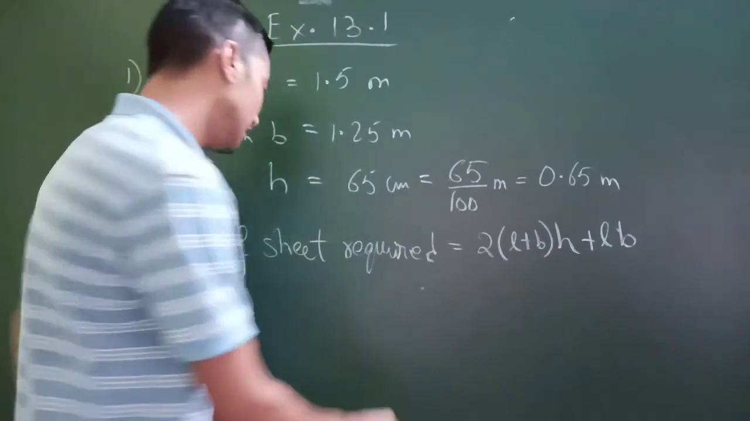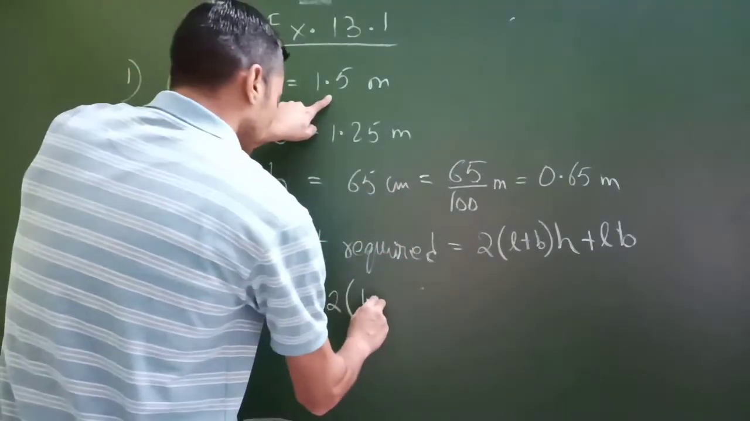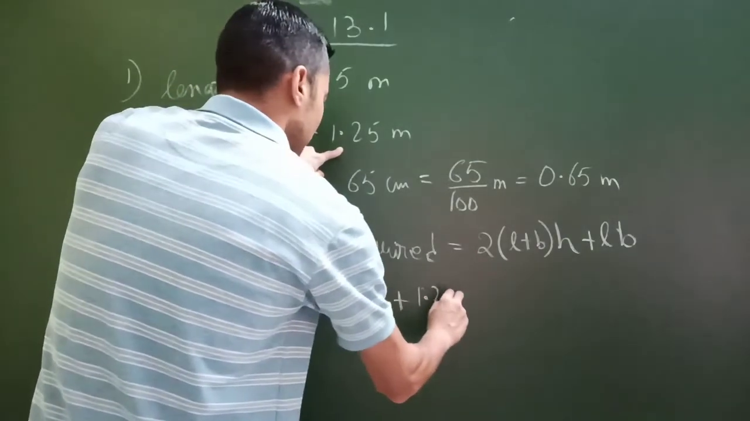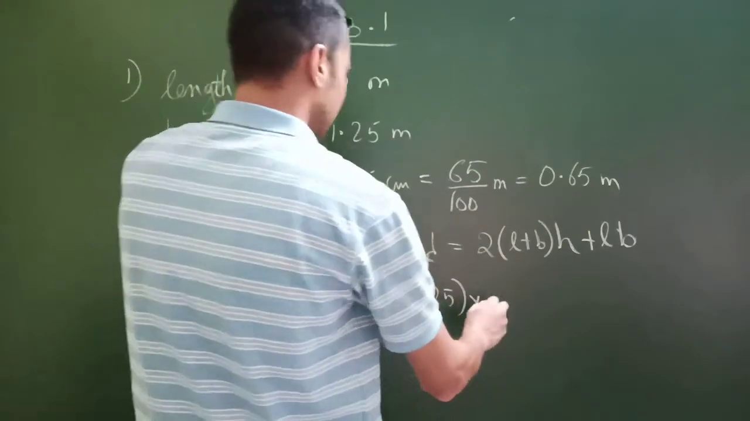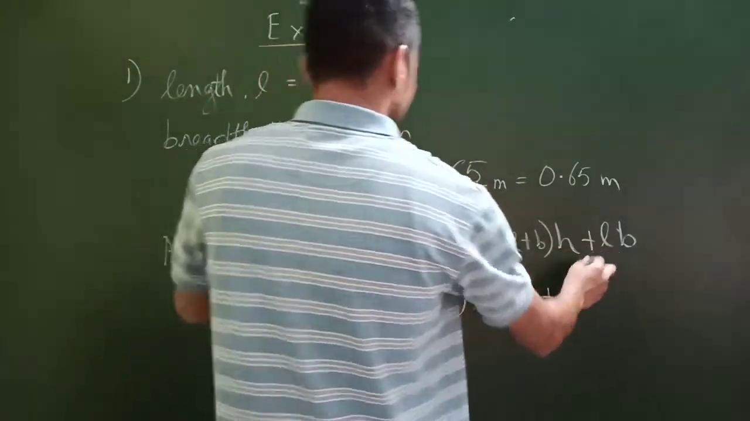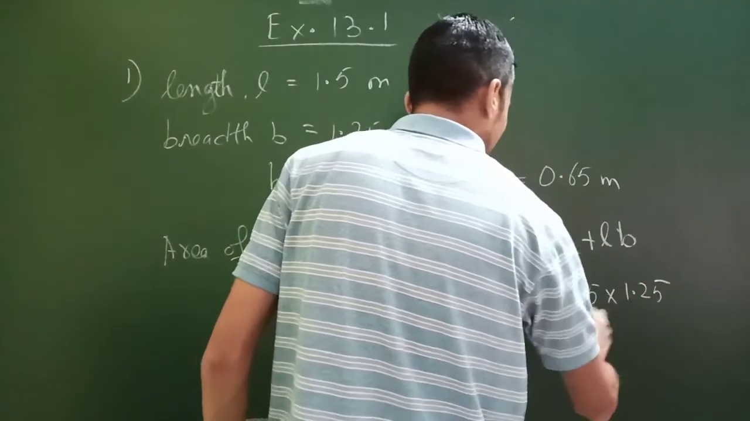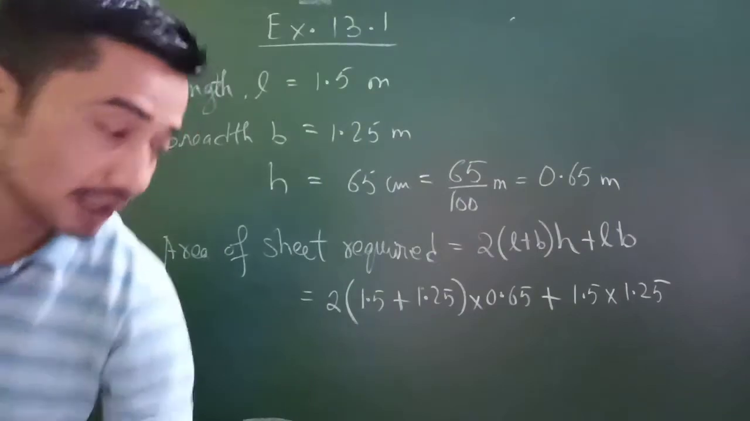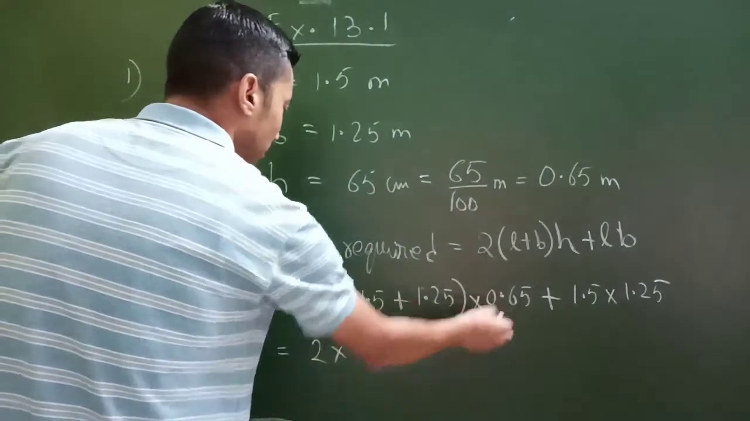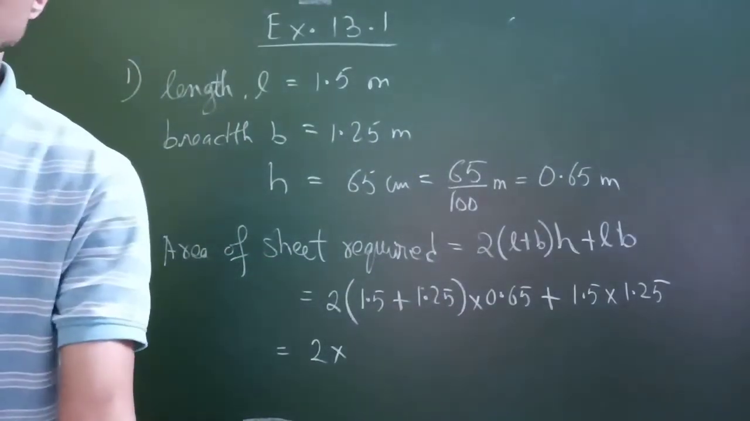Okay, so let's quickly do this. That is twice of (L, which is 1.5, plus breadth, which is 1.25) into height, which is 0.65, plus again length into breadth, 1.5 into 1.25. Of course, we need to write the unit next time. So let's quickly do that. That is 2 into, it will be meter, 1.5 into 1.25. What will be the addition?